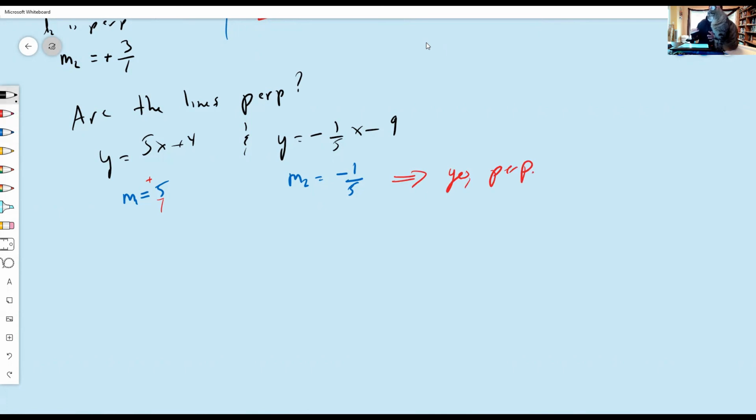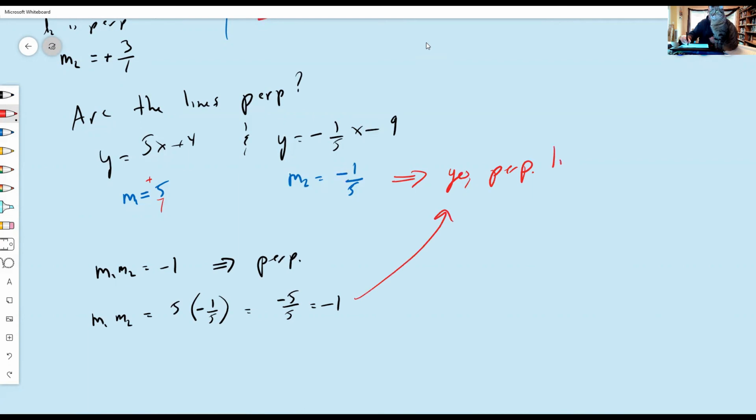Or if you want something a little more algebraic, right? More algebraic, you can say, if you recall, M1 times M2 equals minus 1 implies lines are perpendicular. So you could just say M1 times M2, that's going to be positive 5 times minus 1 over 5, or minus 5 over 5, which leads us to these perpendicular lines.